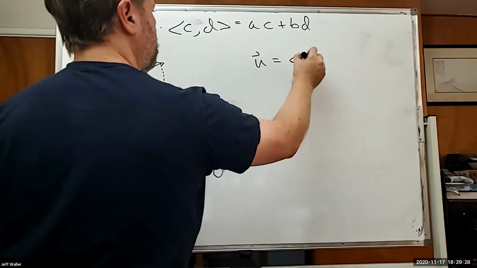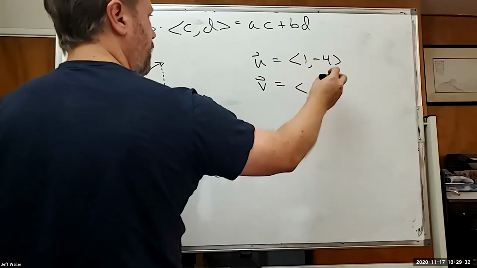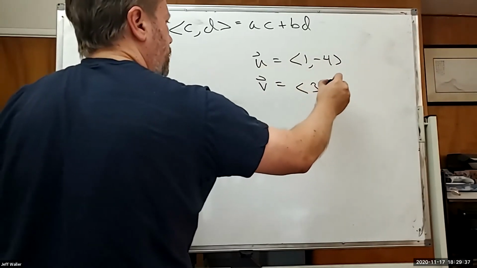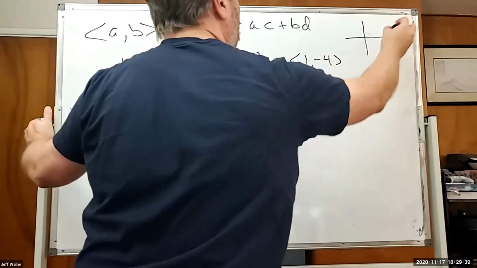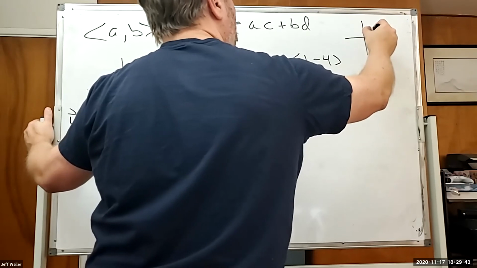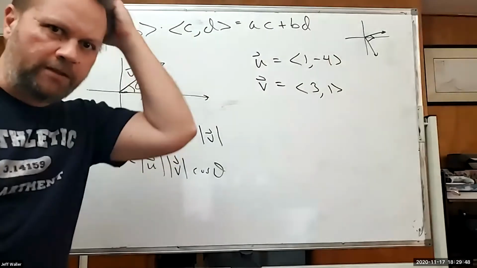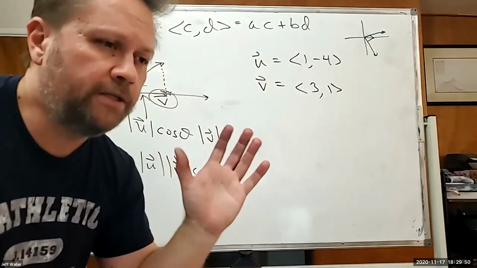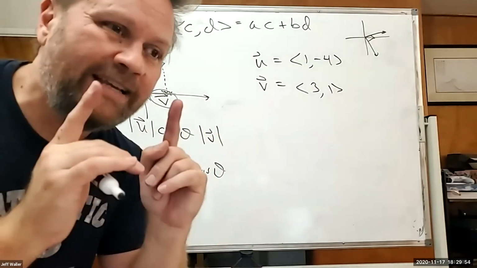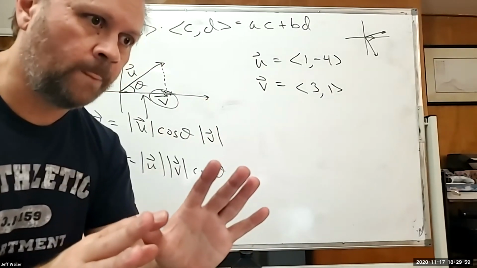What if u is (1, -4), and v is, what do you got, Jeff? Does it really matter? (3, 1). So let me do a quick little (1, -4). So there's u, (3, 1). So there's v. Ooh, it looks like it might be 90 degrees, right? From my crappy little sketch, I'll bet you it isn't, but it looks like it's close. We're about to figure out exactly what the angle is using vectors.